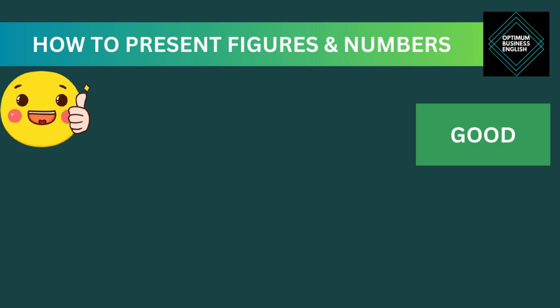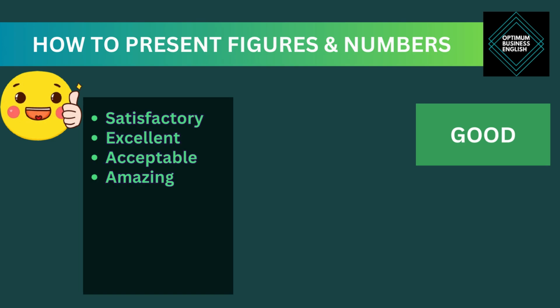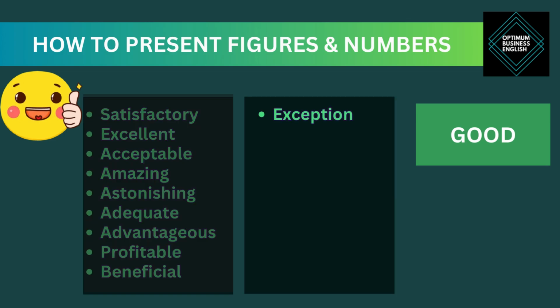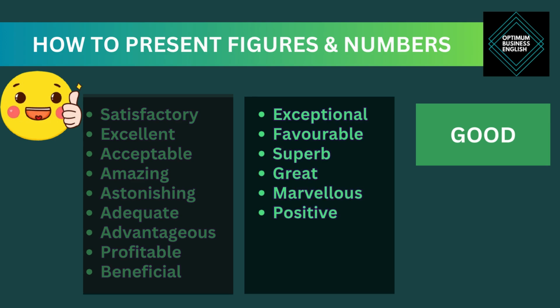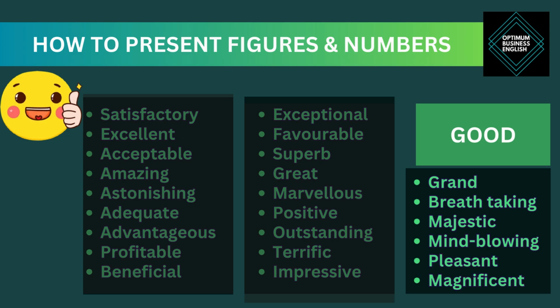Now, if the change is good or okay or positive, we say things such as the numbers are satisfactory or they are excellent, they are acceptable, amazing, astonishing, adequate, advantageous, profitable, beneficial. We have exceptional figures, favorable numbers, superb, great, marvelous, positive, outstanding, terrific, impressive results. The numbers made a grand comeback, breathtaking, majestic, mind blowing, pleasant, or magnificent.